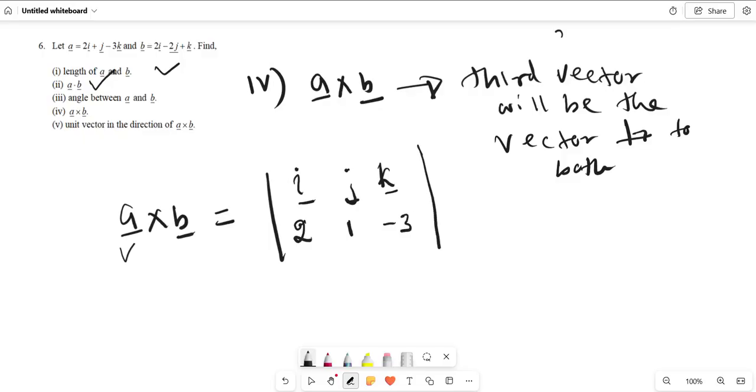Now take the b vector. What is the i value? It is 2. What is the j value? It is minus 2. What is the k value? It is plus 1. Okay, how do you simplify this one? That is also simple. We can simplify it this way.